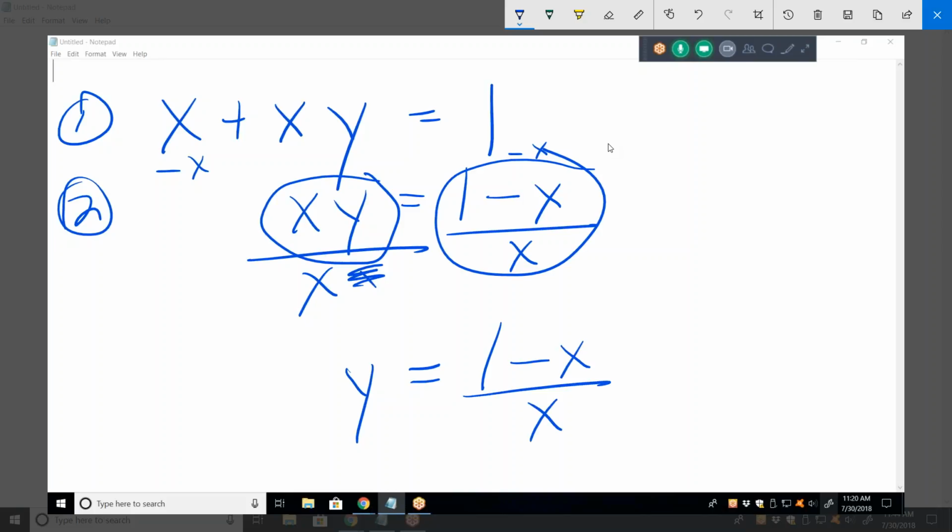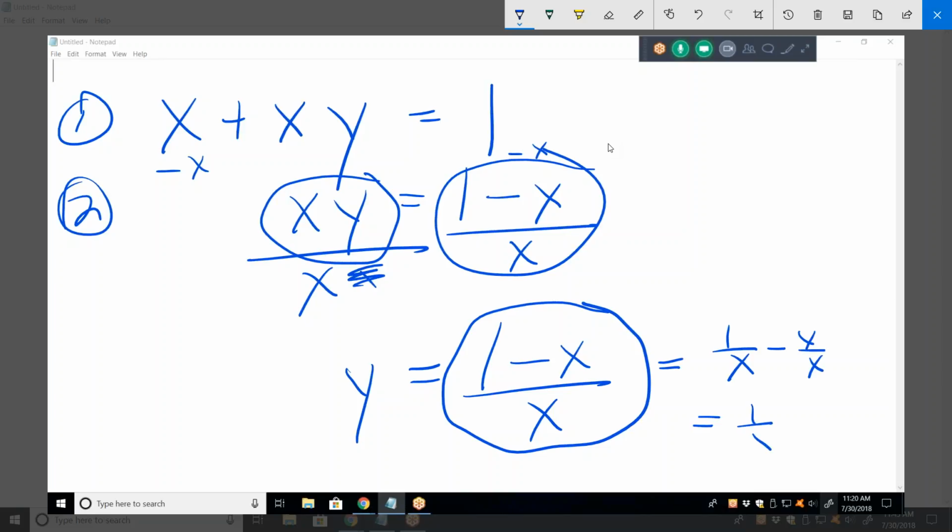Now, the way you may have come up with 1 or -1 was you may have canceled these x's. You can't do that. In other words, the only thing you're allowed to do with a fraction is multiply it by 1 or divide it by 1. So I can certainly divide top and bottom by x, but what that gives me is 1 over x minus x over x, which is 1 over x minus 1. So that's another way of saying this same thing.